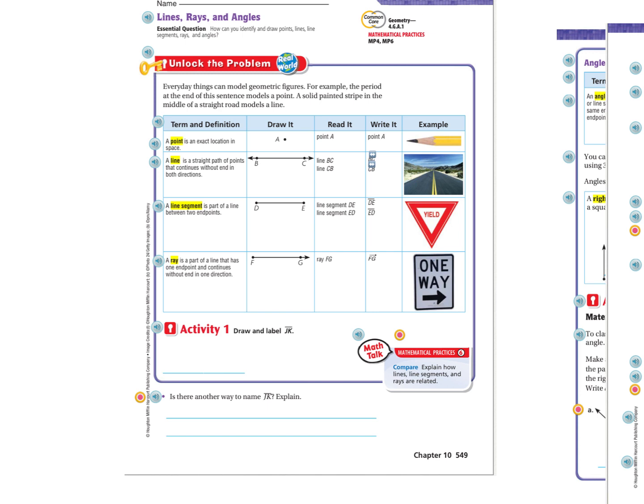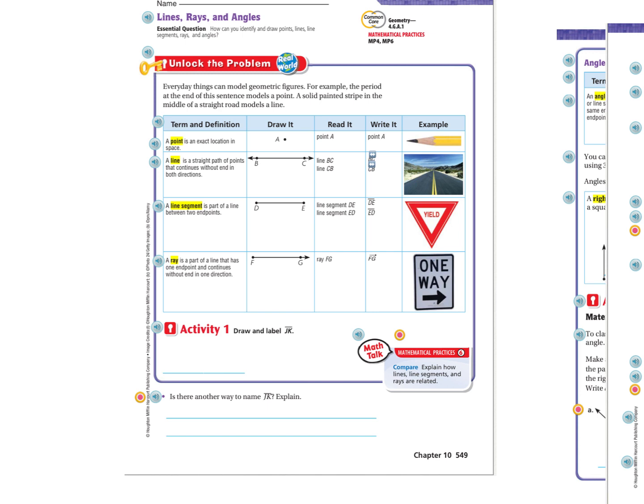A line is a straight path of points that continues without end in both directions. How you draw it, can you see how you draw it? Now they put letters to name the points. Okay, so when you read it, it would say line BC, or you can go in reverse and say line CB. Cool thing about lines is they go in reverse or back and forth or up and down, and they have different lines with that. Okay, cool? All right, so you would write it.